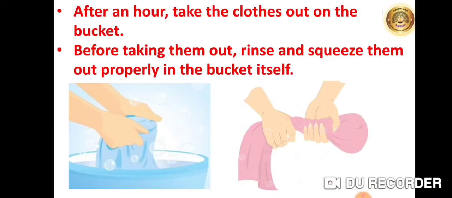Before taking them out, rinse and squeeze them out properly in the bucket itself. So before you remove the clothes from the soap water bucket, you will see that you rinse those clothes. That means you'll put it under the tap and rinse it properly so that all the soap water that is there in the cloth is released out. And then you will squeeze that cloth properly out in the bucket itself.